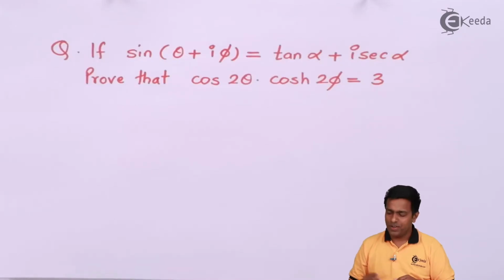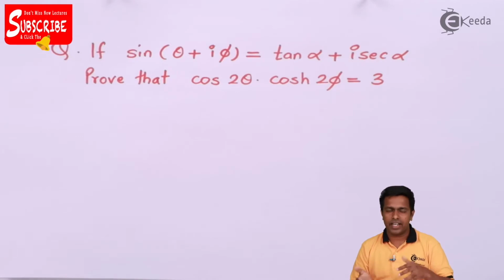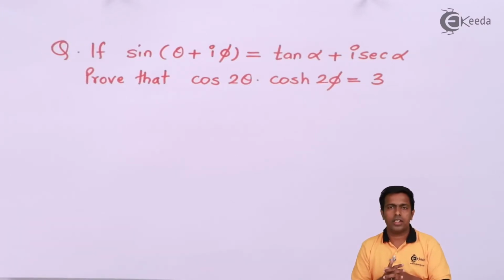So here we have sin(theta plus i phi) equal to tan alpha plus i sec alpha, and here we have to prove that cos of 2 theta into hyperbolic cos of 2 phi is equal to 3. Now, on the left hand side you can see we have the imaginary term, that is i phi. So if we expand it by using the formula of sin(a plus b), we'll get the hyperbolic function.